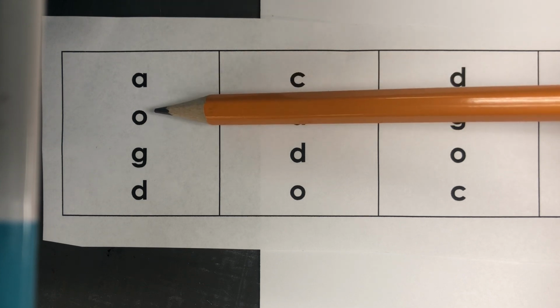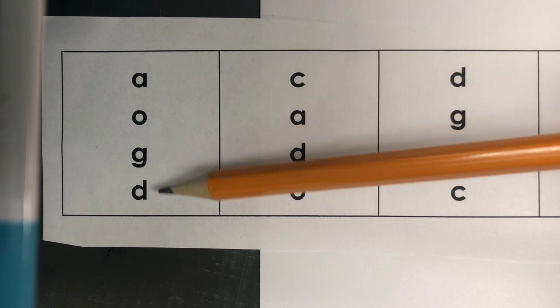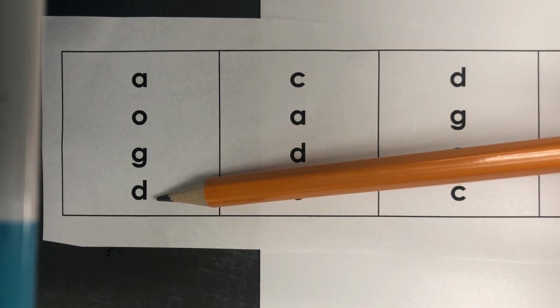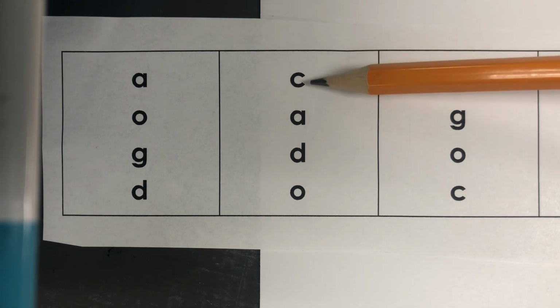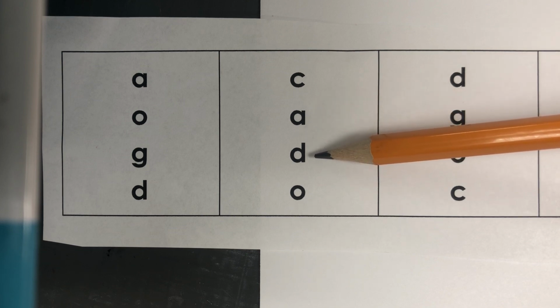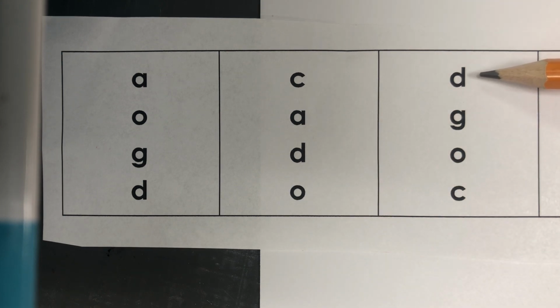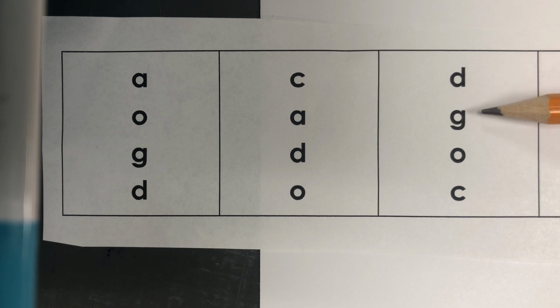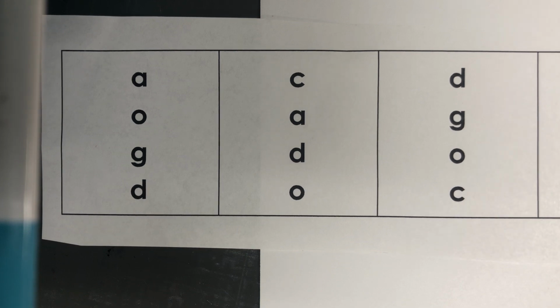A, G, D. Now make the letter sound for these. K, A, D, A. Now make the letter sound for this. D, G, A, K. Good job.